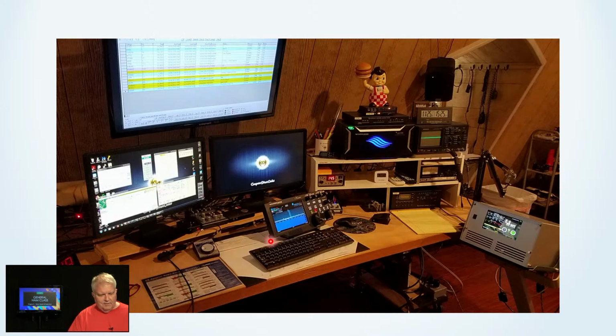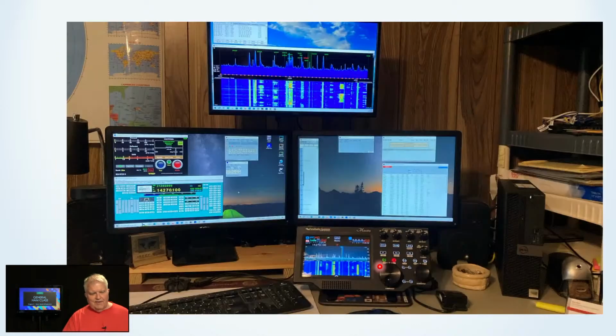This was my old station at my old QTH. My Flex radio then was back there, and I was controlling it using the monitors. A little closer view, there's the Flex 6600, my German RF kit solid state amplifier, a Maestro controller. Okay, that was then. This is now.